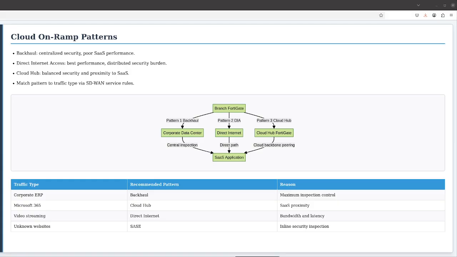Each branch firewall must have the full security stack, which increases hardware requirements and makes policy distribution more complex. Pattern 3 is cloud-hosted hub on-ramp.